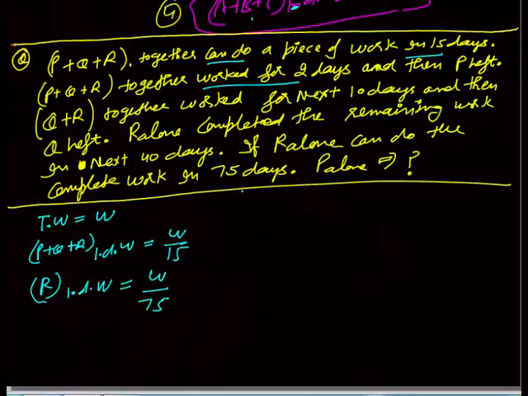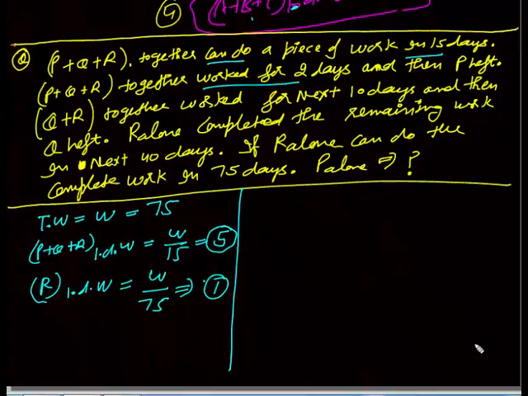So by common sense, what should be our total work? What should be the value of W? Can I say W we can take as 75 units, because 75 is divisible by 15 as well as 75. So P plus Q plus R 1 day work would be 5, and R 1 day work would be 1. This will really help us solve the question in less time. So R 1 day work is 1, and P plus Q plus R 1 day work is 5.